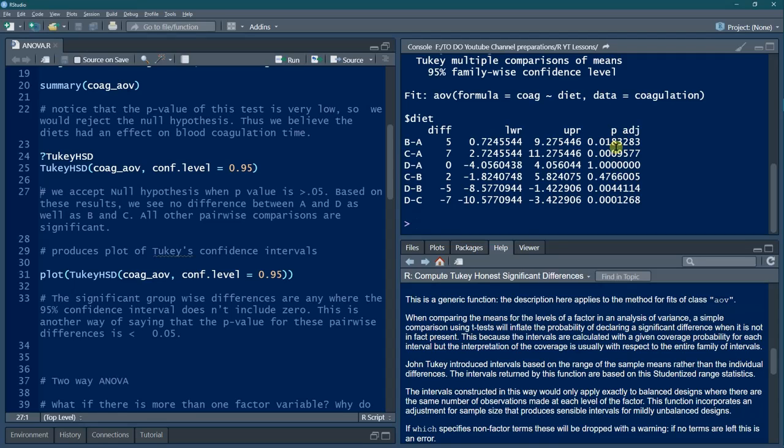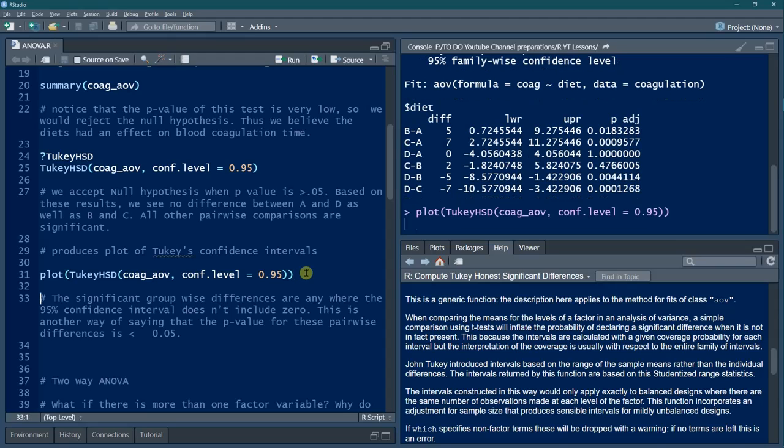But in other cases, they are all less than 0.05. Therefore, we have to say we cannot accept the null hypothesis. Therefore, there is a difference. So B to A, C to A, D to B and D to C, there are differences. That's how we interpret. We can also do a plot of this.